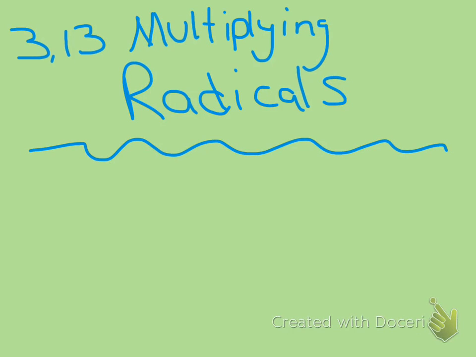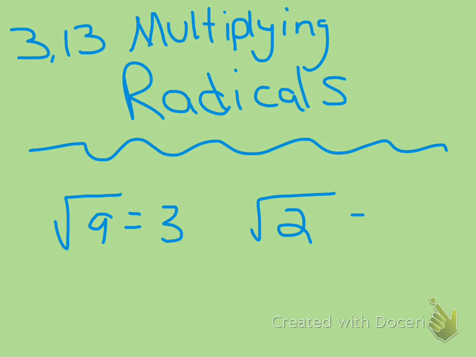Okay, we're going to do multiplying radicals. Most numbers are not perfect squares. Their roots are irrational. So the square root of 9 is 3 because 3 times 3 is 9. But the square root of 2 cannot be expressed as one nice number.